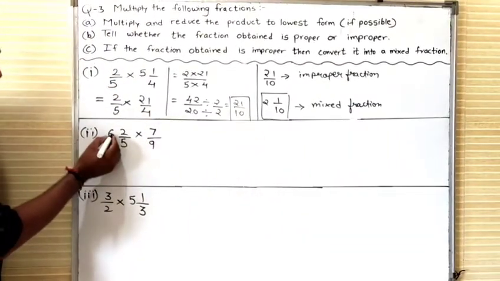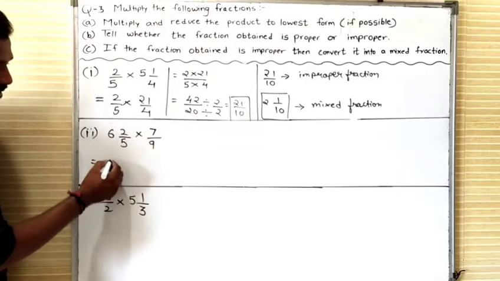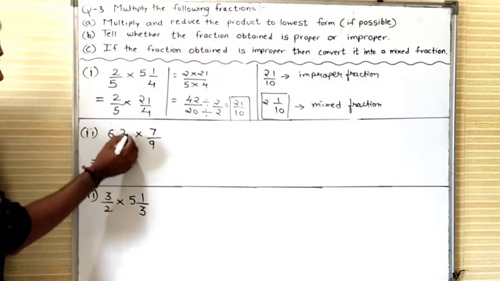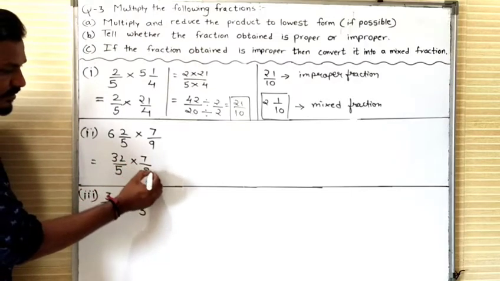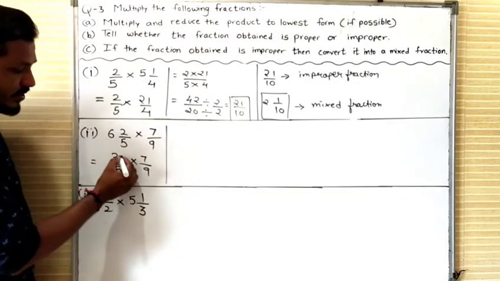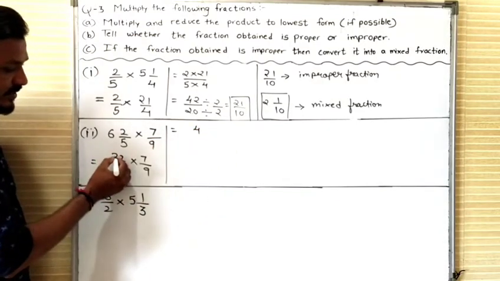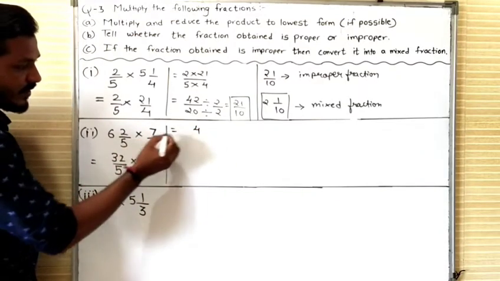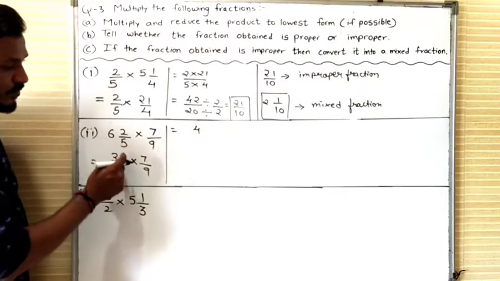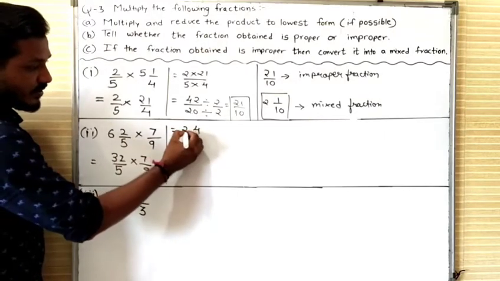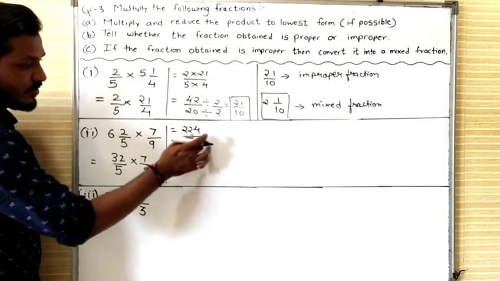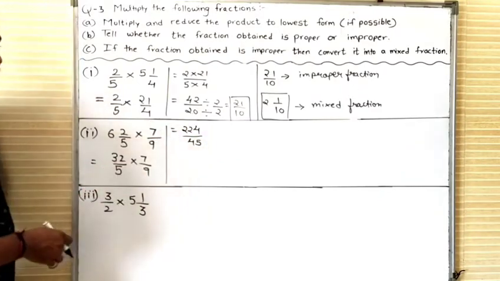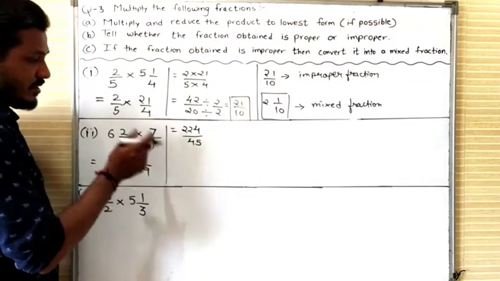Next one, 6 integer 2 by 5 multiply by 7 by 9. So convert this value. 6 5s are 30, 30 plus 2, 32 by 5 into 7 by 9. Multiply 32 into 7. 2 7s are 14, 1 carry. 7 3s are 21, 21 plus 1 is 22. 9 5s are 45. Now dear student, it is an improper fraction.